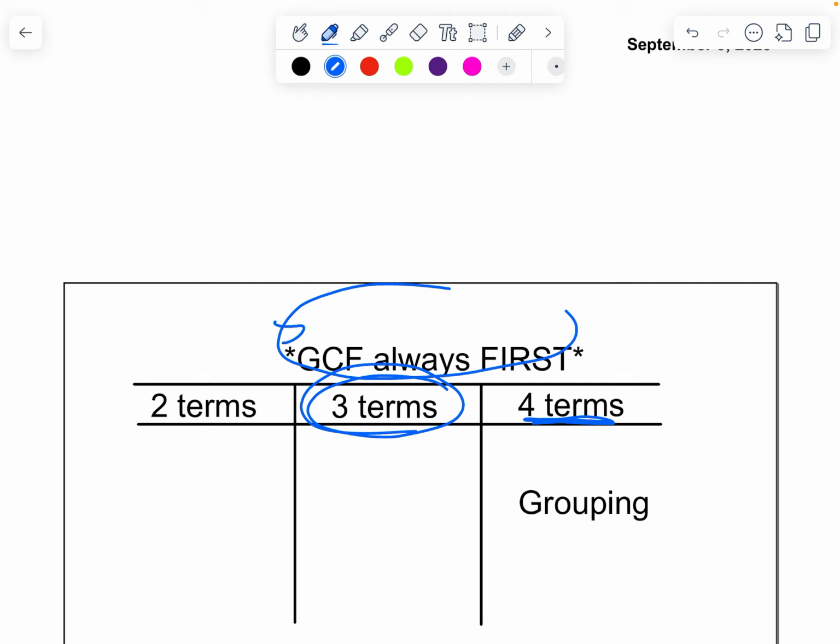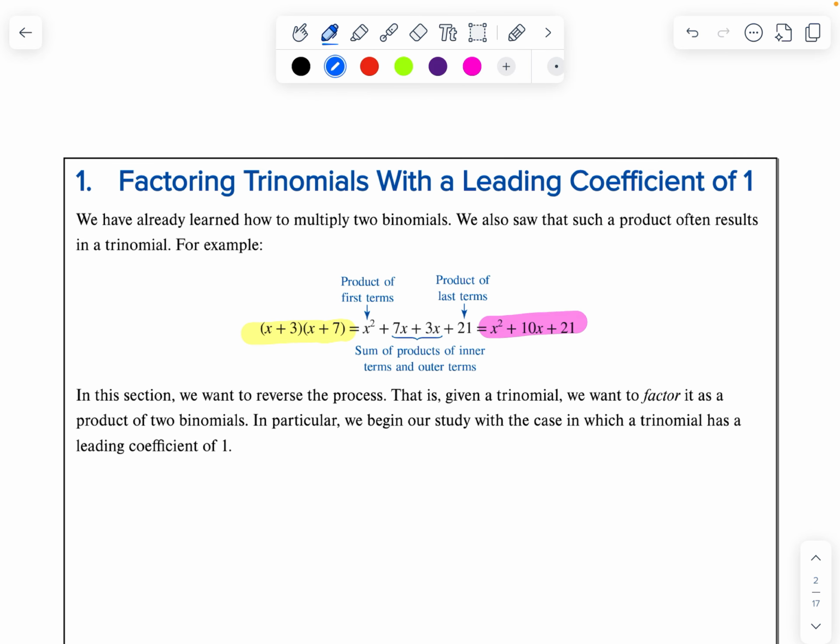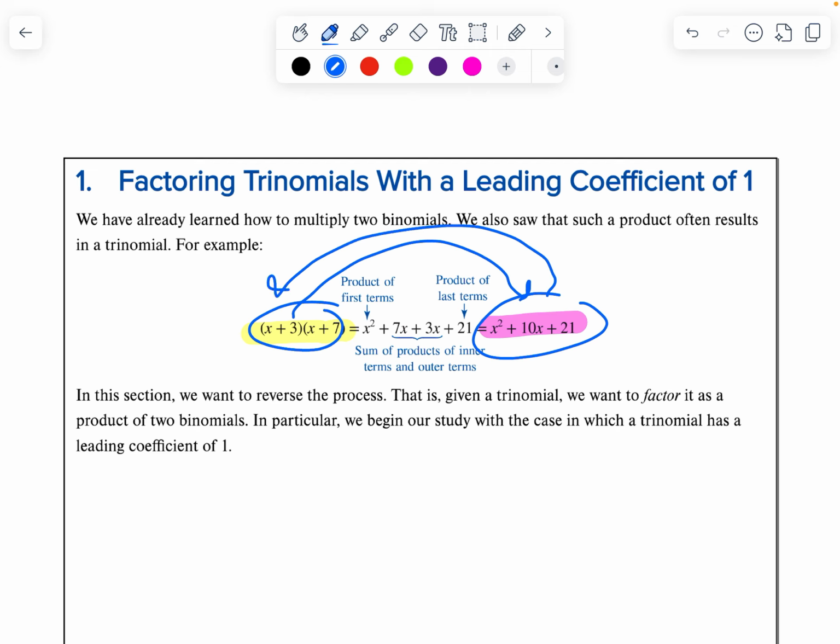You could try to factor any polynomial using GCF. The grouping method is specific to four terms, and today the method that we're going to learn is about three terms. We've been talking about factoring in the way that when you multiply two items together, you end up with some product. When you take that product and try and undo it, that is what factoring is.